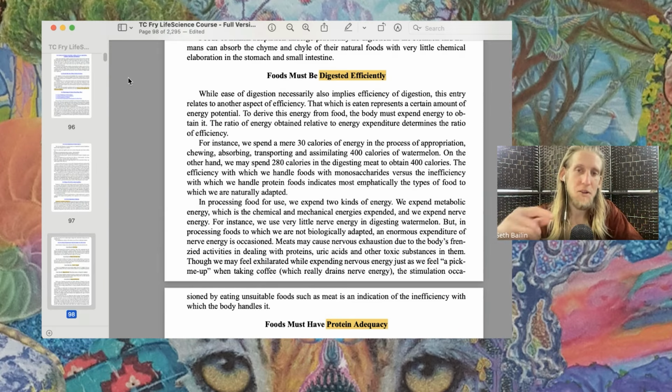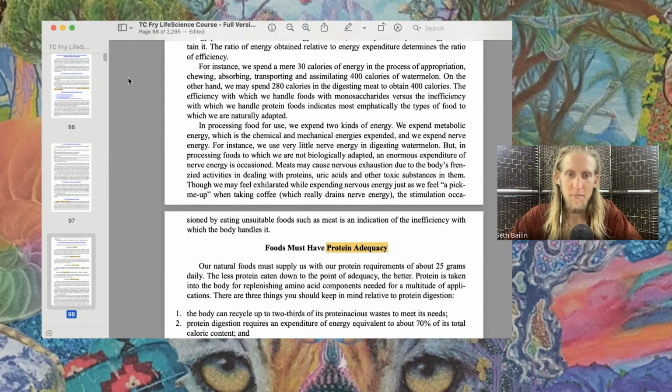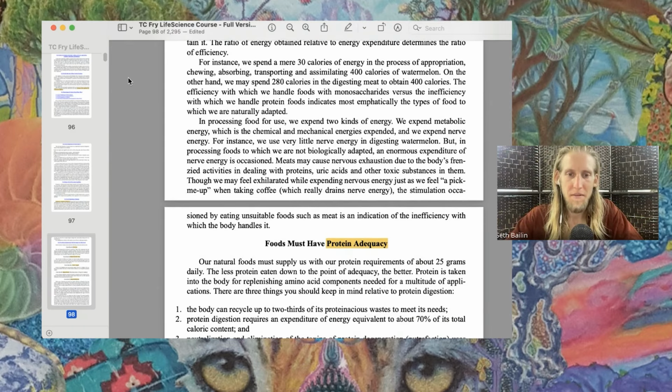You can tell there's a spectrum of ease of digestion, also efficiency of digestion, and that fruits are way at the top. Everything else is below it. Meat is way down low. Meat is an unsuitable food. It is inefficient.